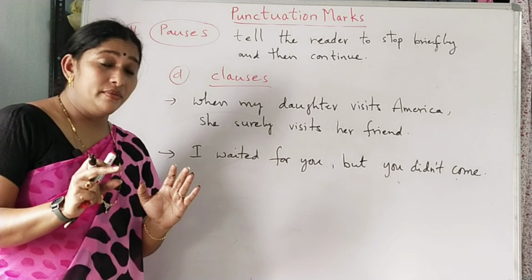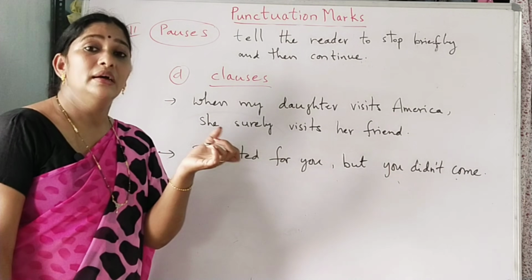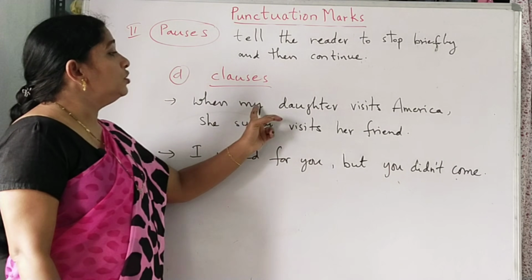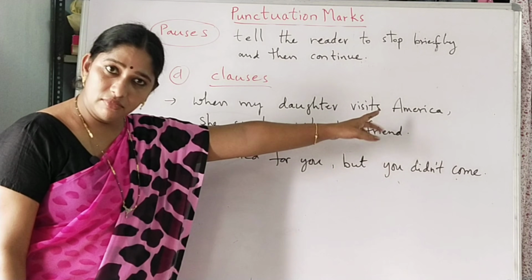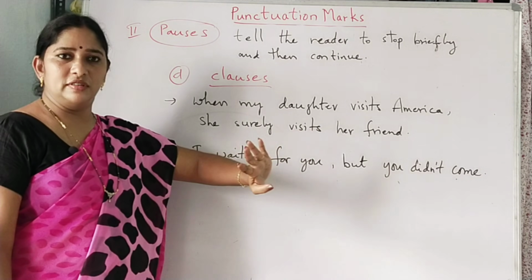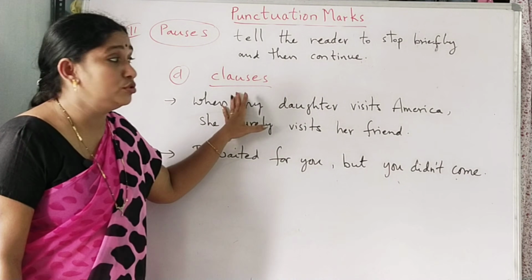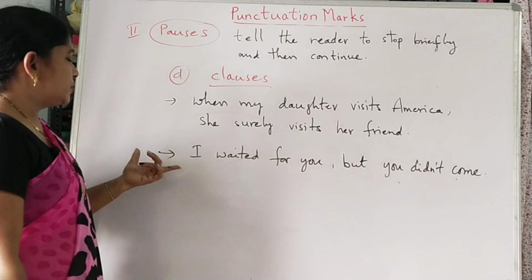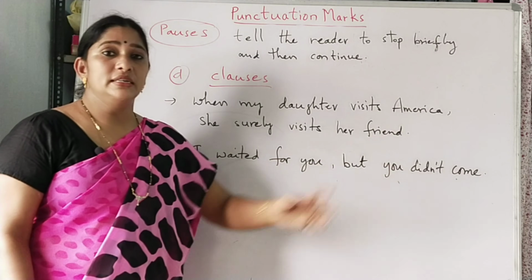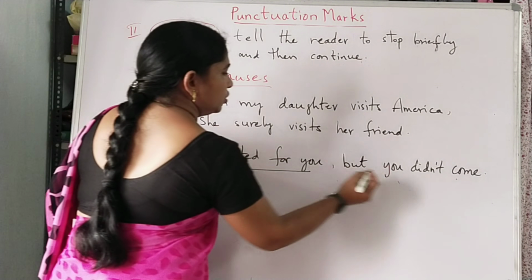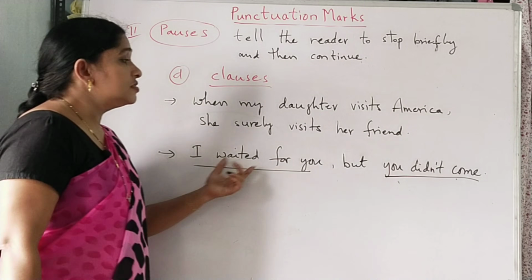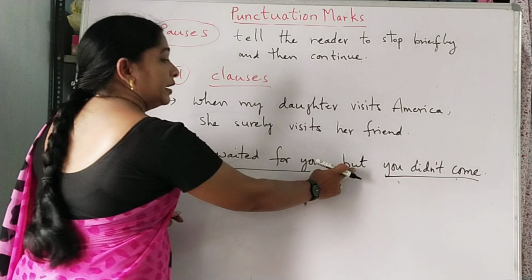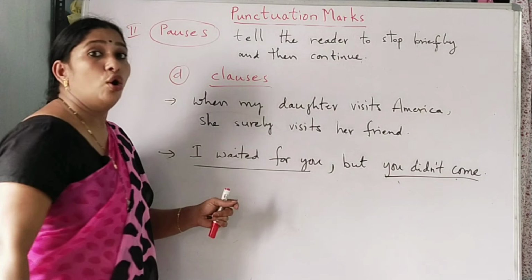When do we get punctuation then? When do we get a comma there after the subordinate clause? If a subordinate clause is mentioned in the beginning of the sentence, when my daughter visits America, she surely visits her friend. Soon after the subordinate clause we need to write a comma there. And the next one, I waited for you but you didn't come. I waited for you is the main clause, you didn't come is the main clause. Two main clauses are combined with the coordinating conjunction here, but. So before writing the coordinating conjunction we need to mention comma there.